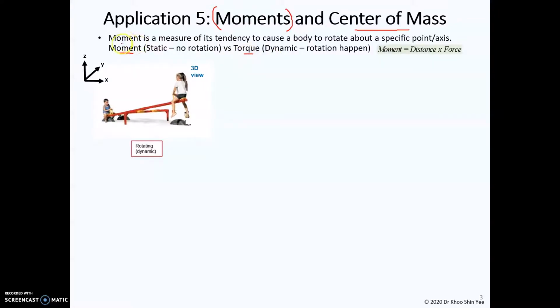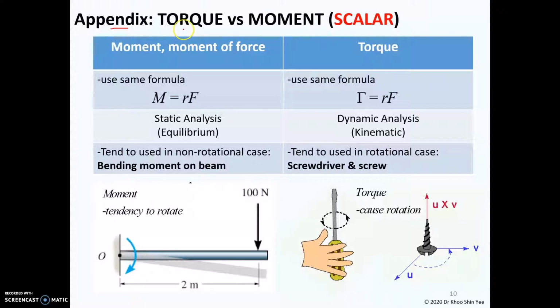In simple terms, a moment is a measure of its tendency to cause a body to rotate about a specific point or axis, and it can be computed by using this formula. You can go to the appendix to find the difference between torque and moment here. We use the symbol M here to represent the moment or the moment of force, and we use the symbol tau here to represent the torque. Although they are using the same formula, which is the displacement multiplied by the force, moment and torque are not the same thing.